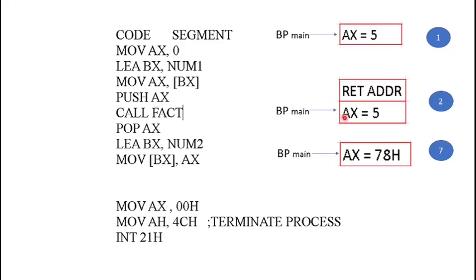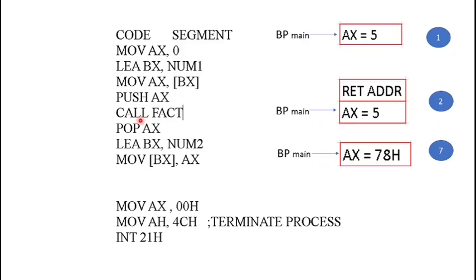So this is effectively the stack frame of the main portion of our program. That is, the parameter along with the return address is present in the stack frame of the main portion. So you can see the state change. This was the first state of our stack frame. This is the second state of our stack frame. Now we are going into the factorial procedure.